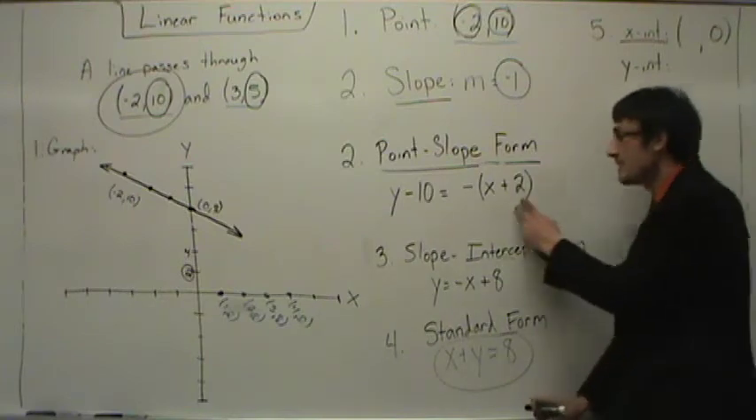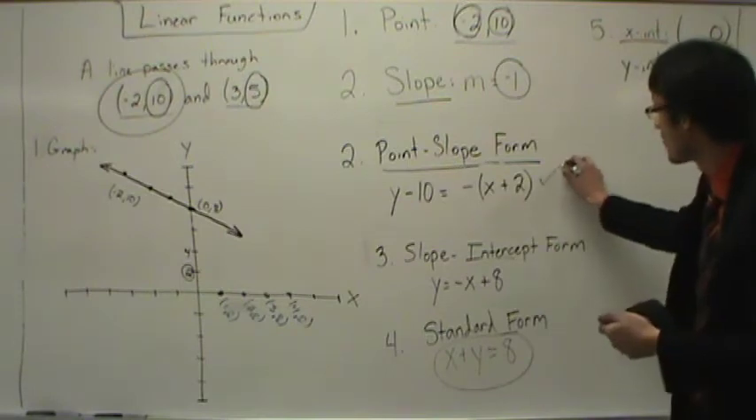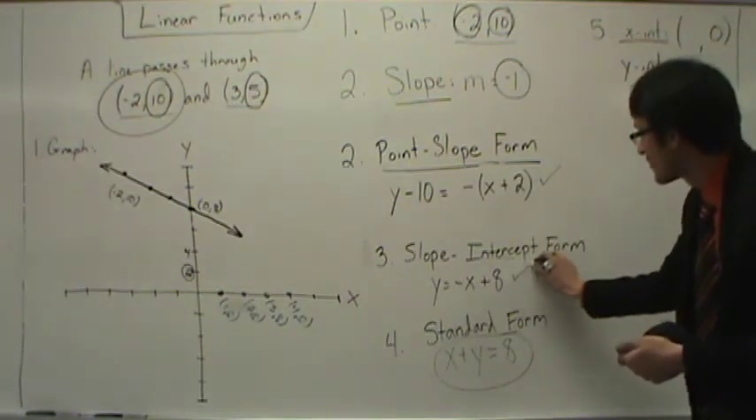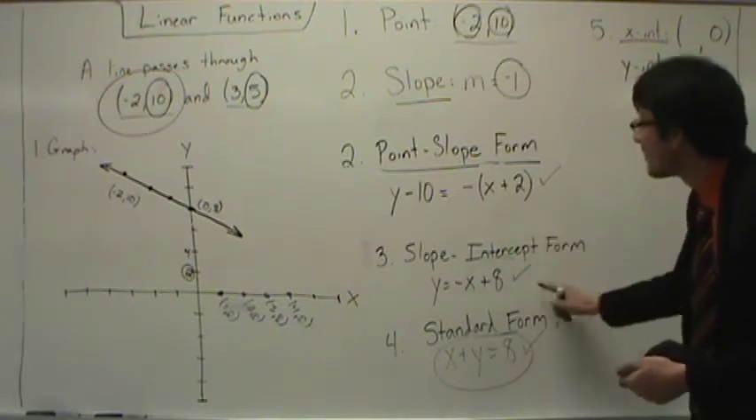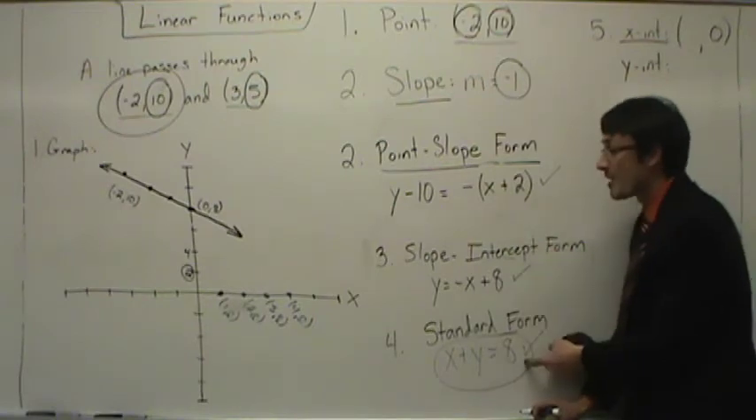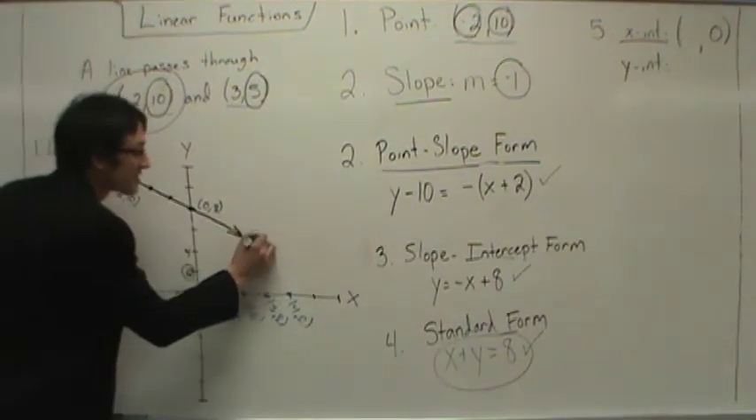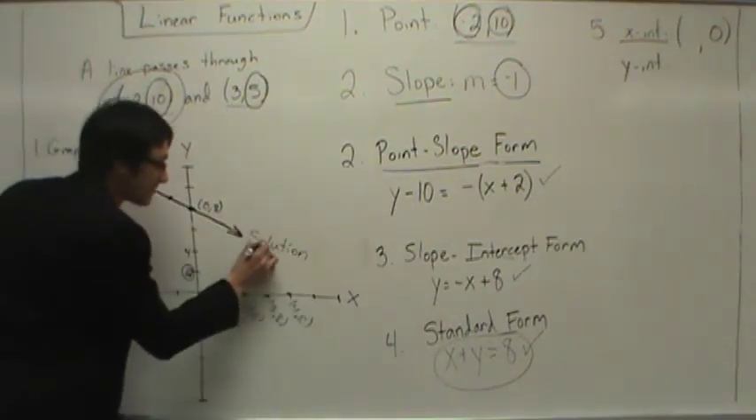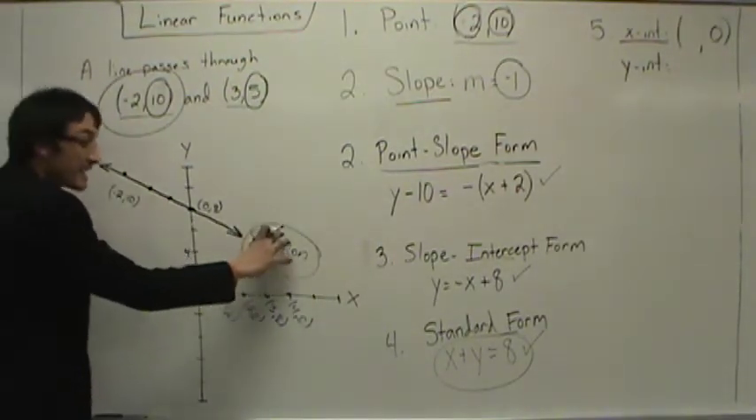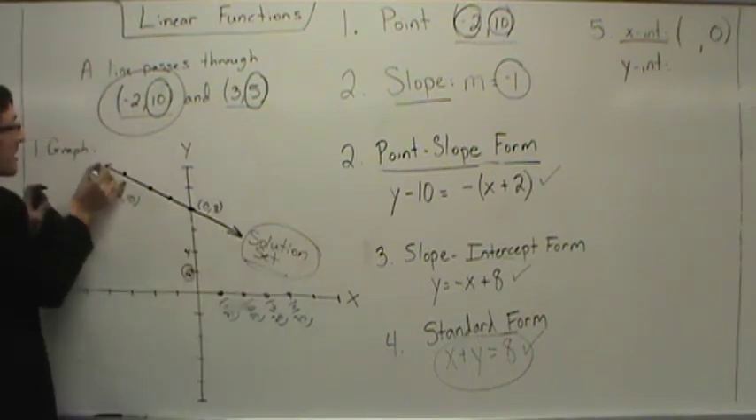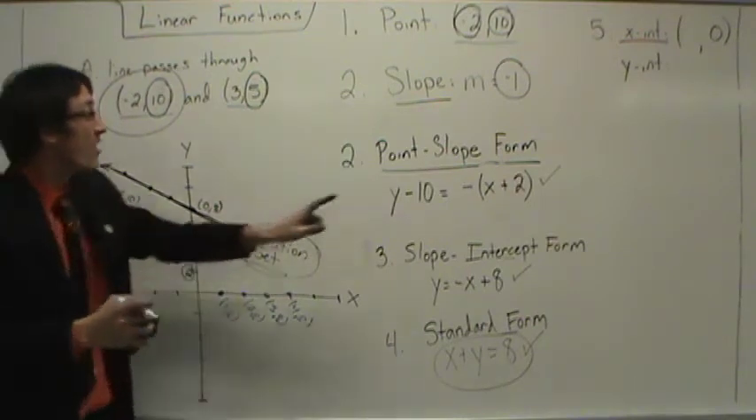Now, to work this out, we're going to use one of these equations. It does not matter. Any of these equations will get you the same answer. All three of these equations, I'm going to put a check mark. This is your point-slope form, this is your slope-intercept form, and this is your standard form of the linear function. All three of these represent this line. Today we're going to call this line a solution set. We're not going to get into that quite yet, but for now, this line is a solution set, and this solution set is represented by all three equations.